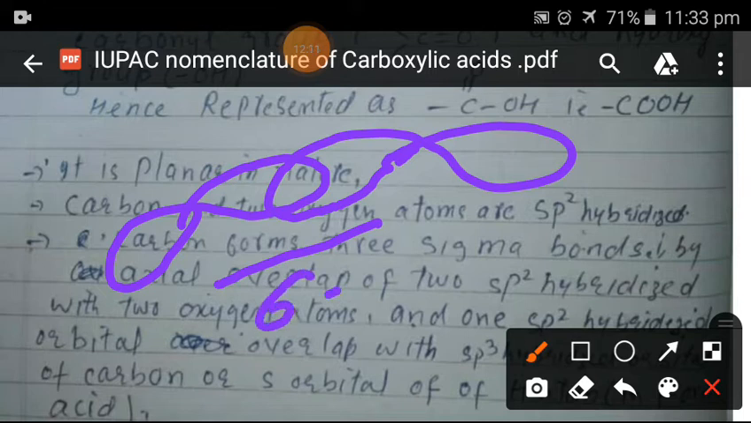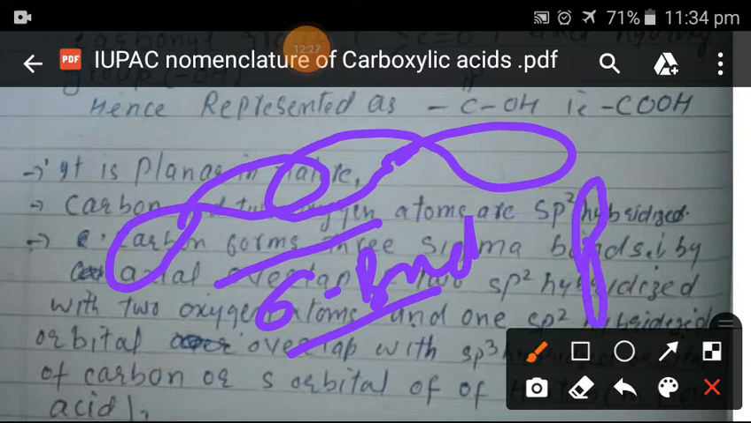This is sigma bond formation, or any sigma bond formation. So when sigma bond formation occurs, there is head-to-head overlapping of the orbitals. But when a pi bond is formed, the pi bond is formed by unhybridized orbitals, which do not take part in hybridization. So these unhybridized orbitals remain perpendicular to these hybridized orbitals.